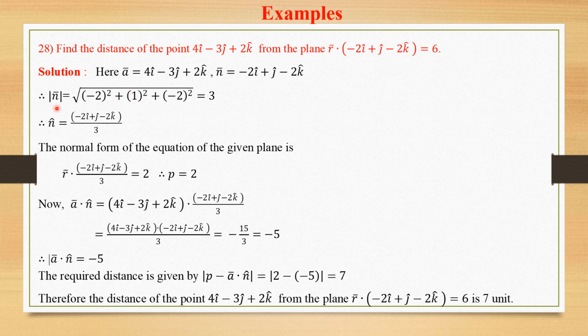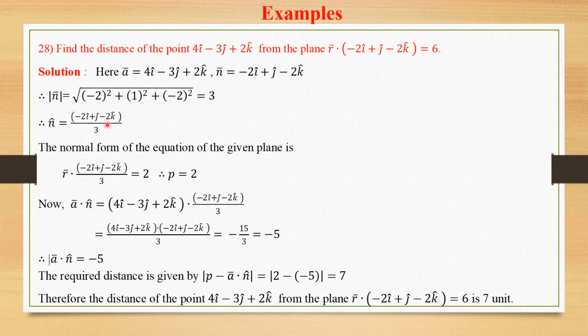We have to find the magnitude of n vector equal to root of minus 2 square plus 1 square plus minus 2 square equal to 4 plus 1 plus 4 equal to root 9 equal to 3. Hence n cap equal to n bar divided by magnitude of n bar is minus 2i plus j minus 2k divided by 3. Therefore, the normal form of the equation of the given plane is r bar dot minus 2i plus j minus 2k divided by 3 equal to 2. Here is the normal form of the equation of the plane.